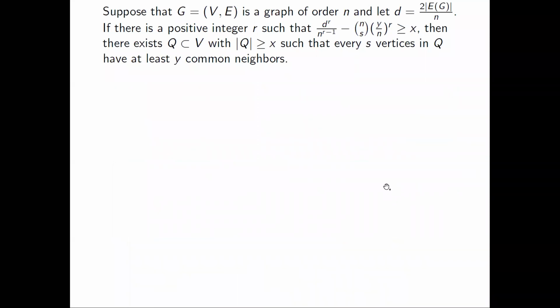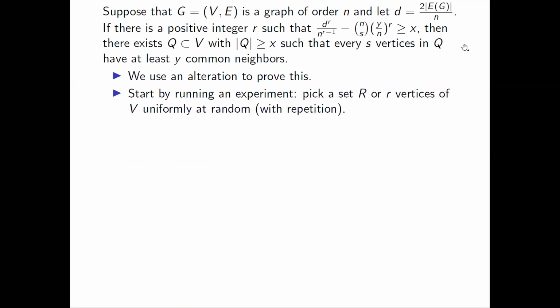So there again is our statement of dependent random choice. We're trying to find this subset Q of the vertices of cardinality at least x, such that every subset of vertices in Q of size S has at least Y common neighbors. We're going to use an alteration. And so far what we did is we ran this experiment where we picked a set, big R, of little r vertices. And these are vertices of the vertex set V, and we picked them uniformly at random and with repetition.